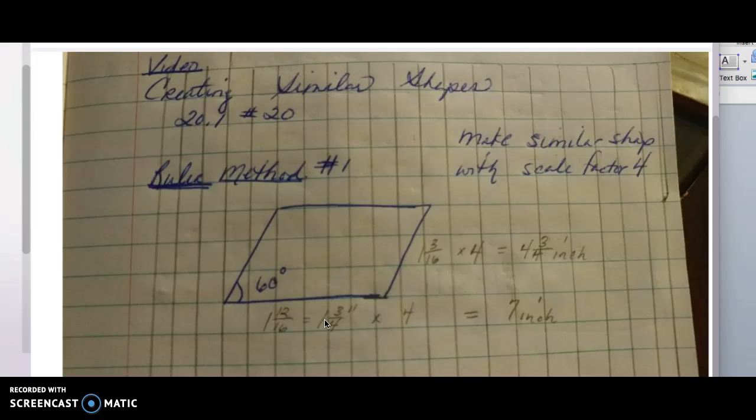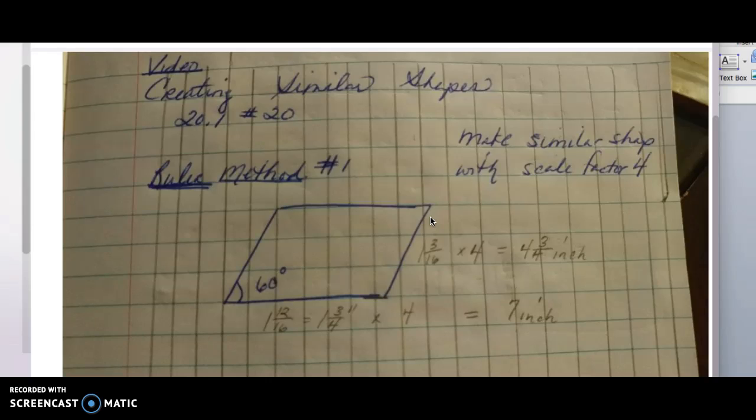So the first method, I used a ruler. So I measured this line, and it was 1 and 12/16. And then I measured this line here, and I get 1 and 3/16. So then I used the scale factor of 4 because that's what the problem had, to make a similar shape with the scale factor of 4. So I multiplied those measurements by 4 so that I got this length here should be 7 inches, and then this length here should be 4 3/4 of an inch.